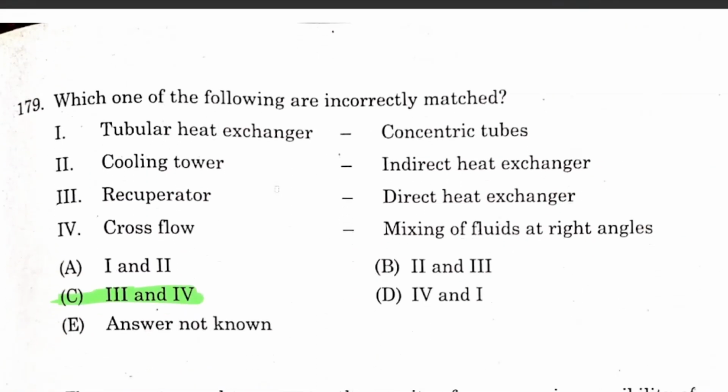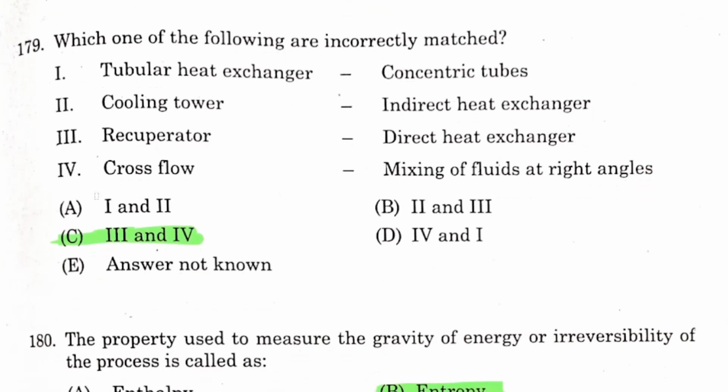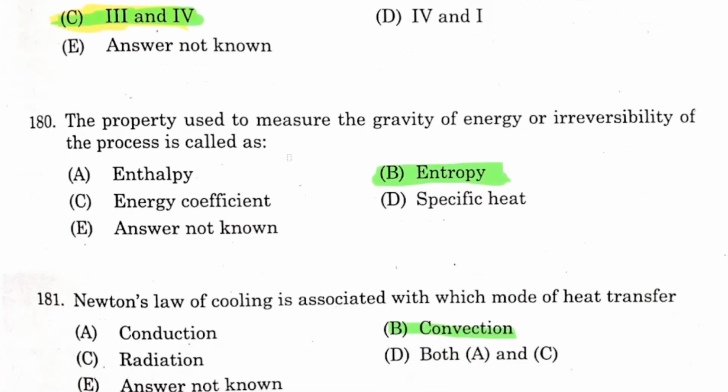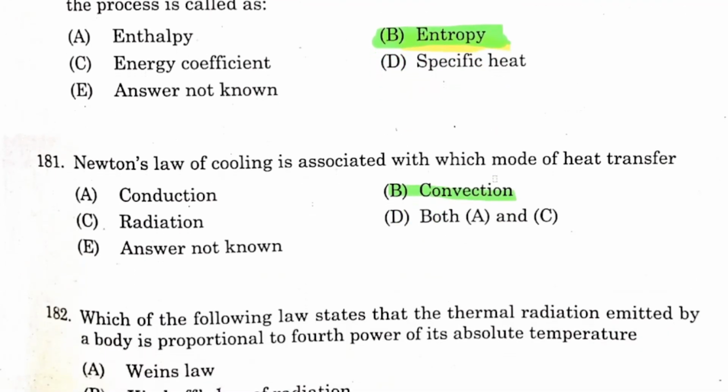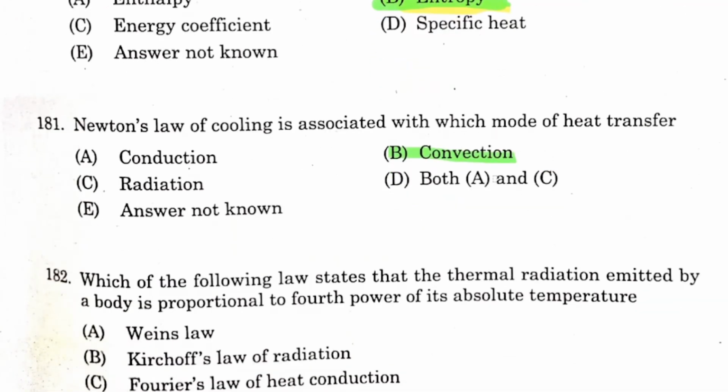Next question is which of the following is incorrectly matched. So here second and fourth is incorrectly matched. So C option is correct. Next question: the property used to measure the quality of the energy or irreversibility of the process is called as, so this is a repeated question. Option number B is correct here. Next, Newton's law of cooling is associated with which mode of the heat transfer? So that belongs to convection.